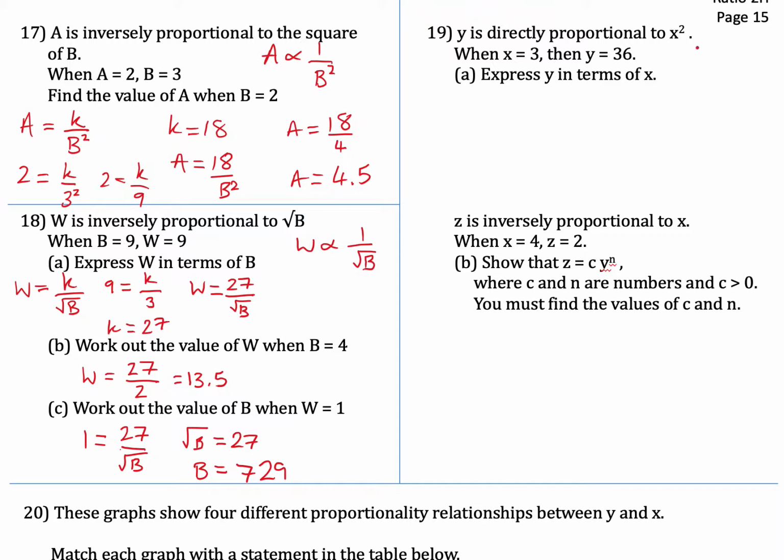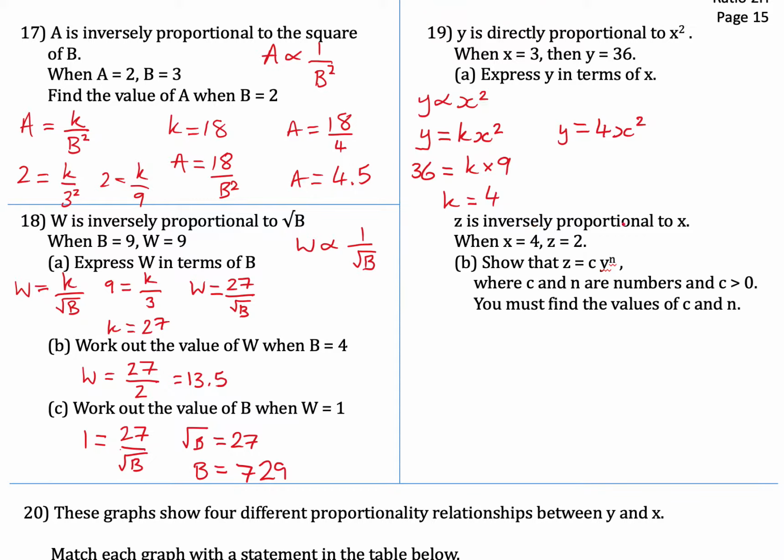Okay, question 19. Y is directly proportional to x squared. When x is 3, y is 36. Oh, I need to put my equal sign in first. Three squared would be 9. So k is 4. So y equals 4x squared is the answer to A.